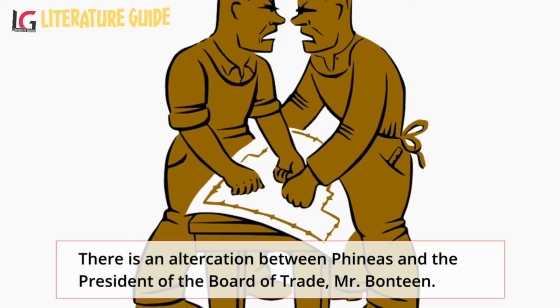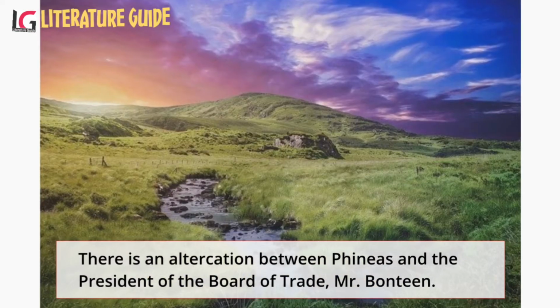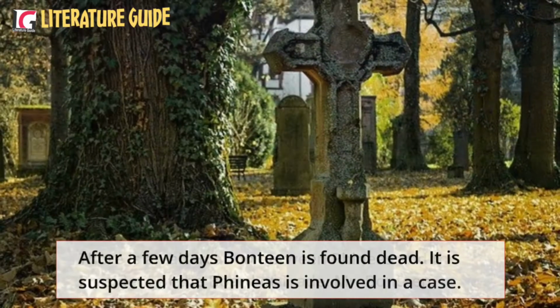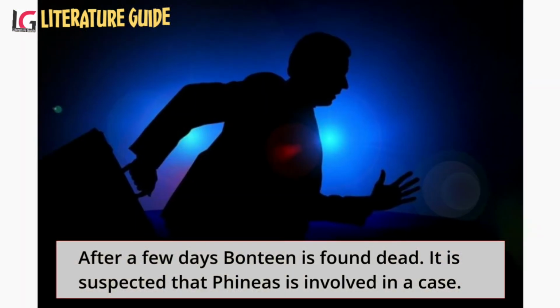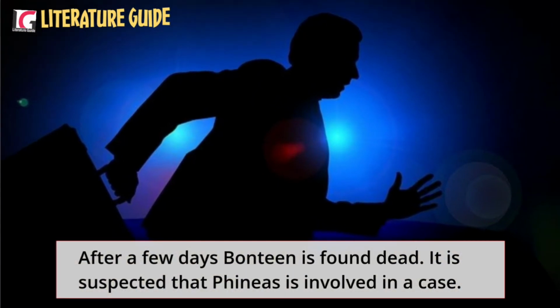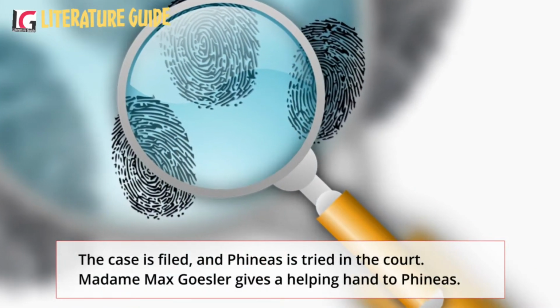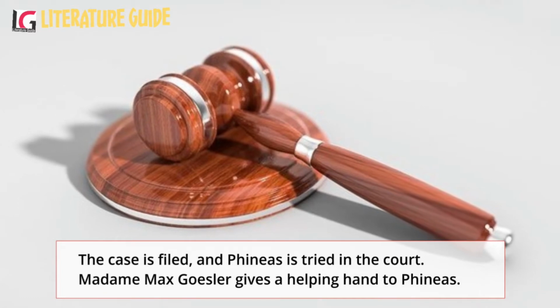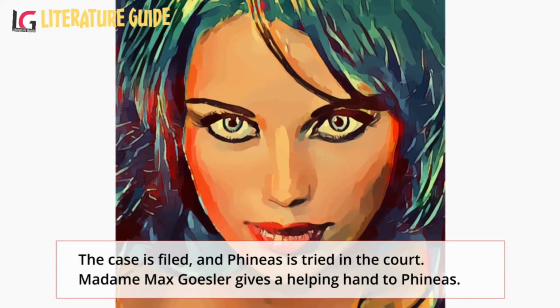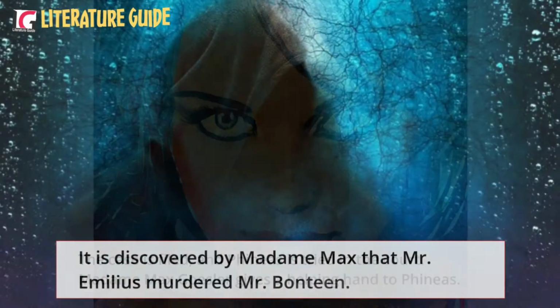There is an altercation between Phineas and the president of the Board of Trade, Mr. Bonteen. After a few days, Bonteen is found dead. It is suspected that Phineas is involved in a case. The case is filed, and Phineas is tried in the court. Madam Max Goesler gives a helping hand to Phineas.